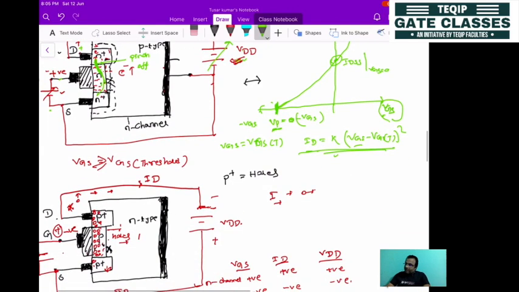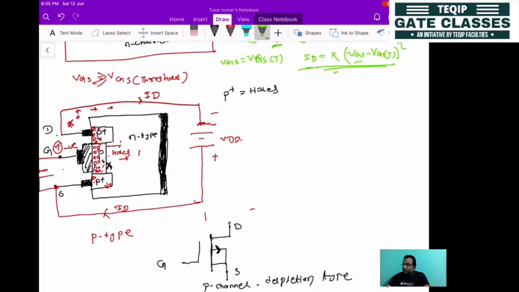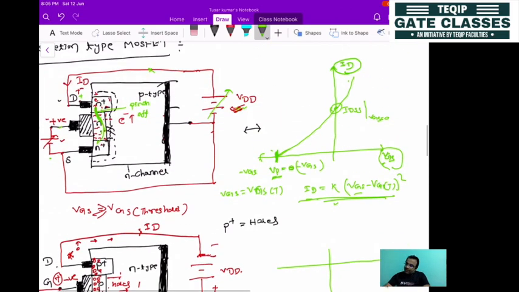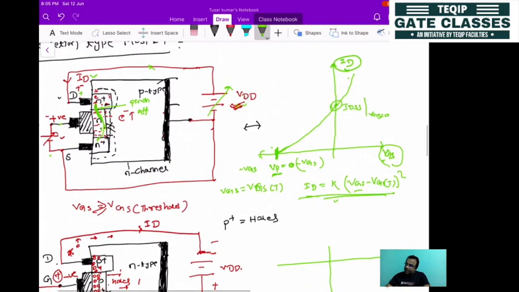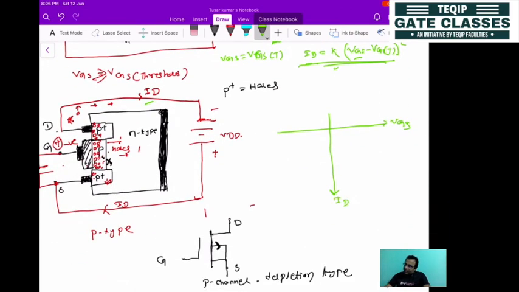Now the same thing happens for the P channel. If you want to plot the transfer characteristic for the P channel, with VGS, the phenomenon is the same. But as you see, we have taken this current as the positive direction, and here the current has changed in the opposite direction, so the current is negative. So I can put it as minus ID.